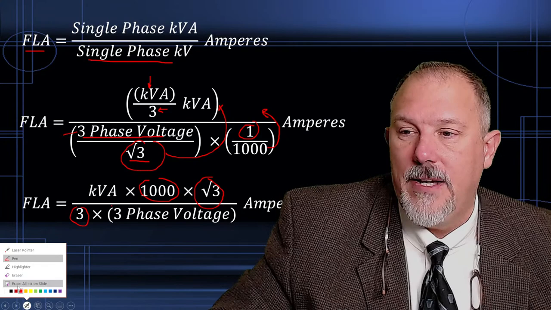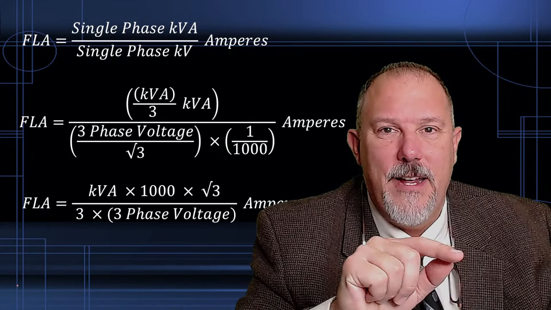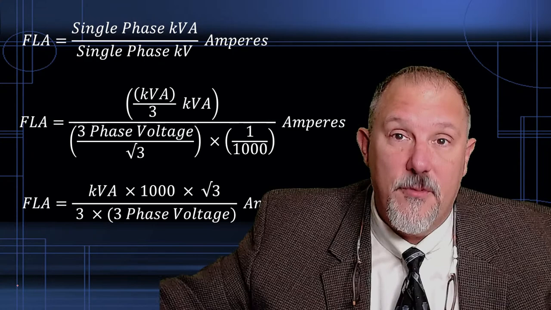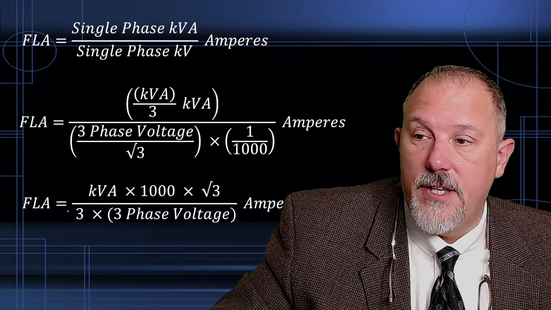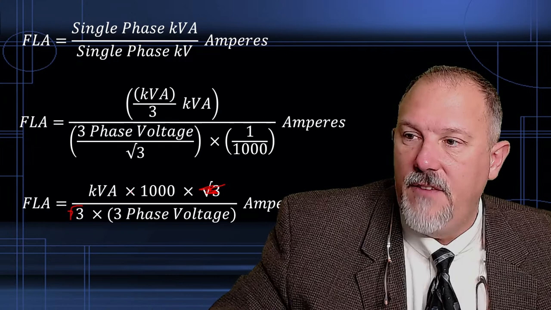Now, you might say, boy, I always see KVA over the square root of 3, right? So if you do the math, square root of 3 divided by 3 is 1 over the square root of 3. So some people will just do this. They'll just say, I'm going to make that the square root of 3, and I'm going to delete that one. So it's KVA times 1,000 over the square root of 3 times the three-phase voltage. And we're going to do an example.